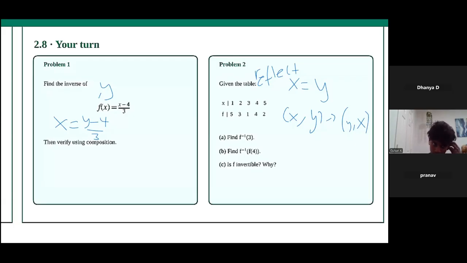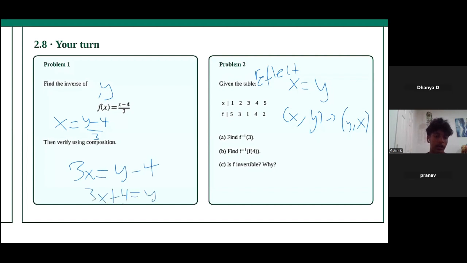All right, I'm going to solve these questions in 3, 2, 1. Okay, so we know that first when we're looking to find the inverse of anything, we swap the x and y. So we did that. Now we have to solve for y. Remember, first we make it 3x equals y minus 4, and then 3x plus 4 equals y. So this is going to be our inverse function.